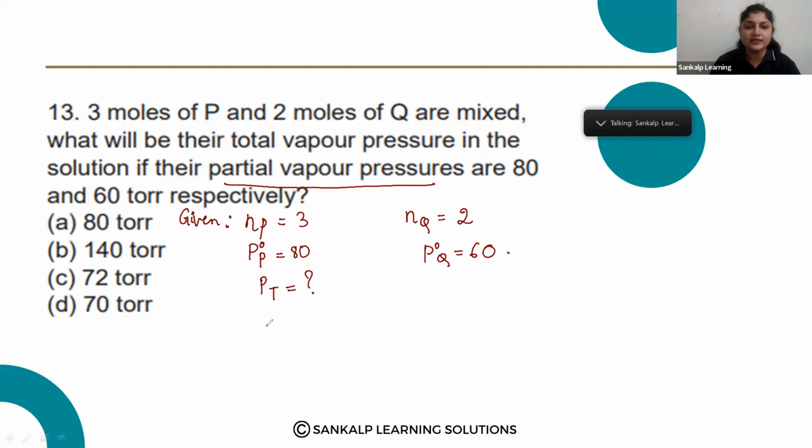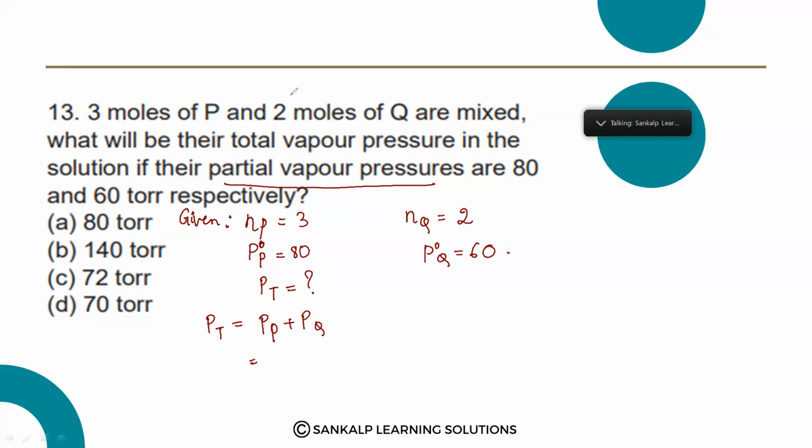So we'll write it as this. Whenever you are representing this naught, it represents the partial pressures of pure components. So this is P naught. Now how to find the total pressure? So total pressure, that is PT, is what? It is the sum of individuals, so that is PP plus PQ.